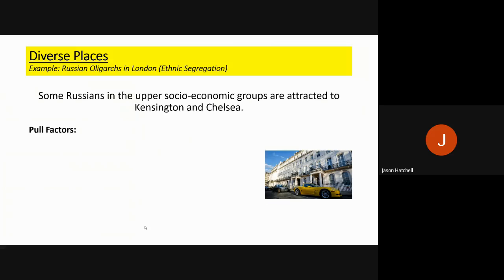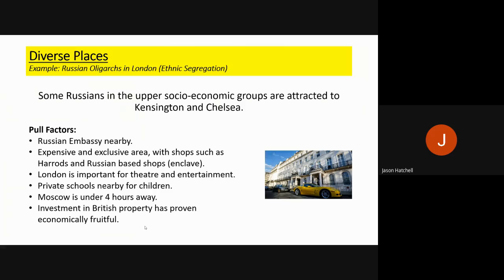Now, another example in London was the example of ethnic segregation. And this is about Russian oligarchs. Now, this is quite a short, simple one. This is just an example of how ethnic segregation can take place in a city. So some Russians in the upper socioeconomic groups, the richer Russians, are attracted to places like Kensington and Chelsea, the richest suburb of London. The reason they're attracted, the pull factors, are essentially that there's a Russian embassy nearby.